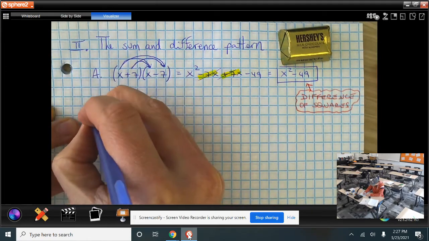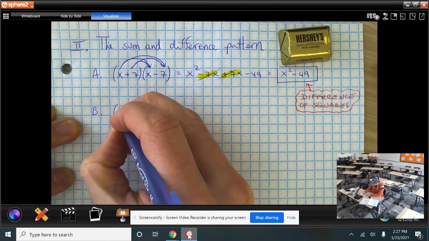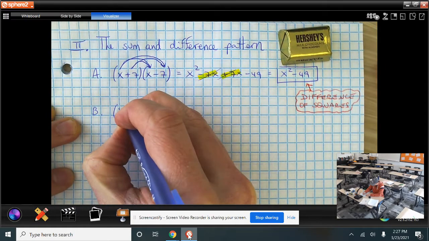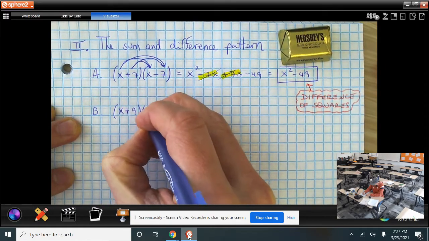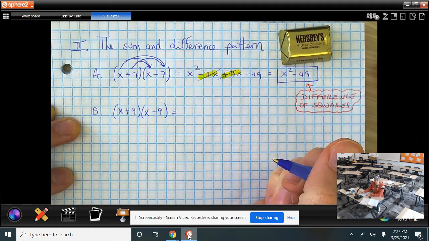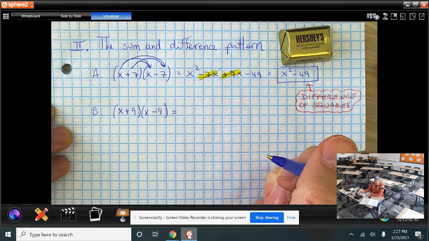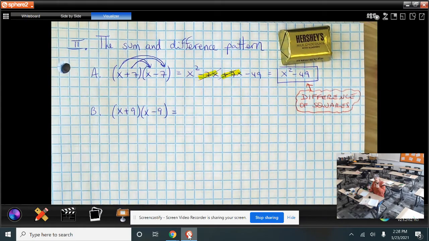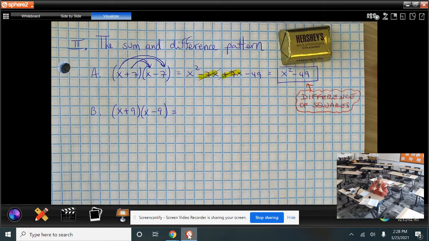Okay, I would like for you to try one. Let's try x plus 9 times x minus 9. I wonder if you can come up with the answer without even doing this. All right, you try it out, and if you get it right this time, then I will eat the chocolate because I want to be fair. Last time I rewarded myself for being right, and this time I'm going to reward you. So if you're right, then I'll eat the chocolate. Your reward, see? Go ahead, try it.